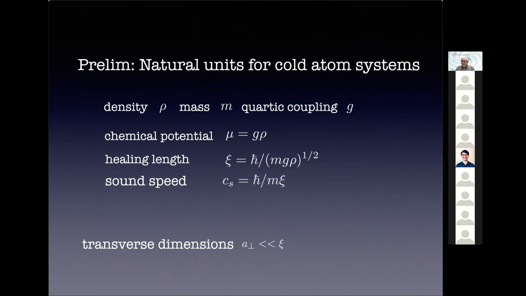Just to mention one more thing, I'm going to talk about one and two dimensional systems. In these systems, we require that the transverse extent will always be much less than the healing length. And then if a system, for example, is two dimensional, but its thickness is less than the healing length, it will behave like a true two dimensional system.